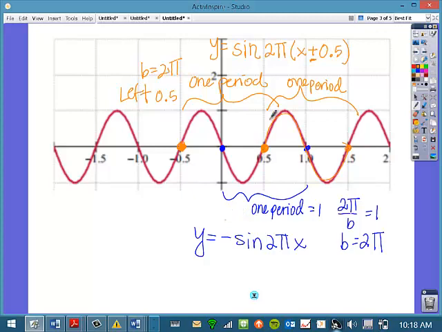But if you're thinking of it as a positive sine function, you're either going to shift it to the left 0.5 or to the right 0.5. And again, your period is 2 pi.